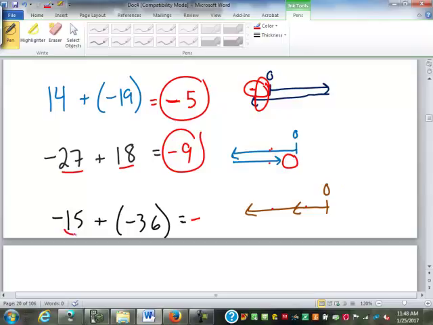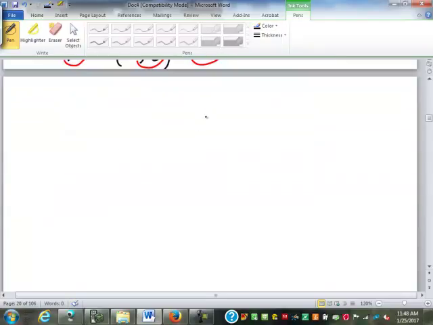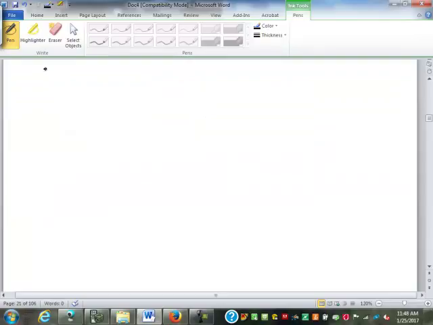So we just add the absolute values, add the sizes. 15 and 36 make 51. So that's a negative 51. So now addition isn't so bad. Subtraction is where it gets a little trickier.